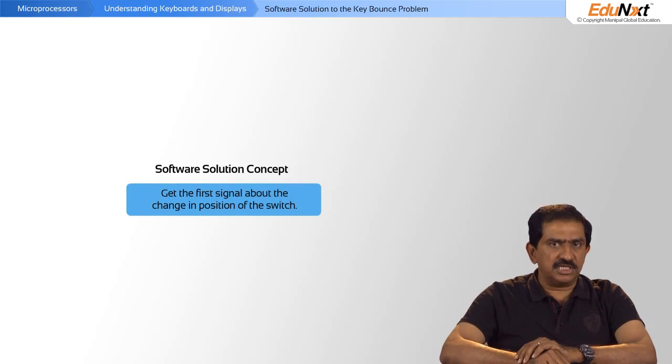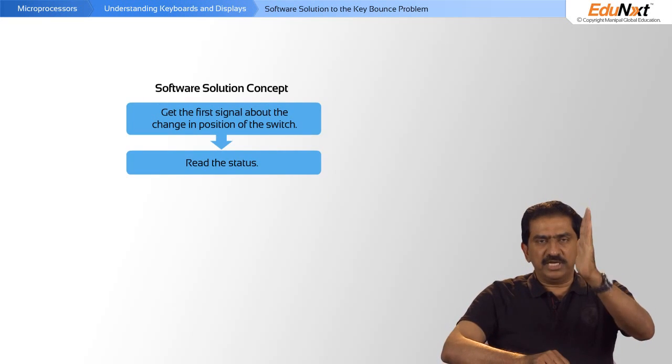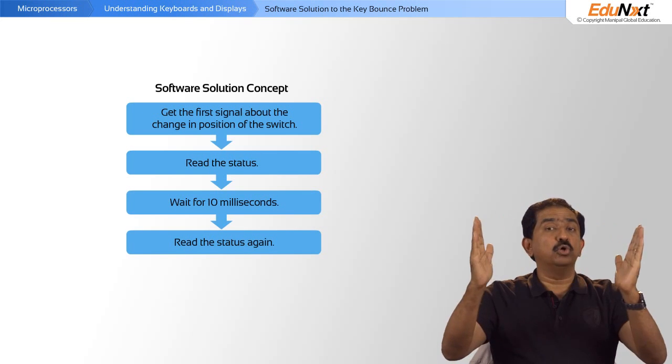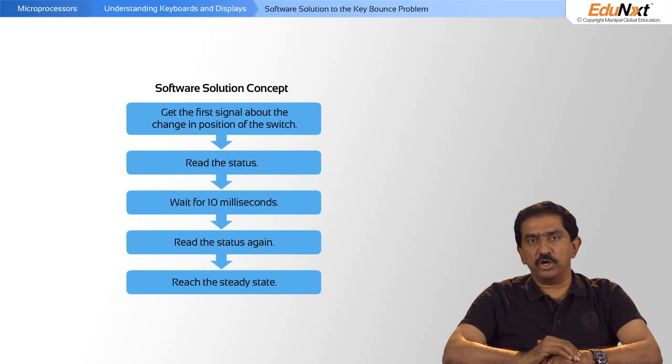On the other hand, what would you do if it was to be a software solution? Well, it's pretty simple, right? You know that there is a 10 millisecond duration when the switch is in an ambiguous state, neither open nor closed, because of the bouncing operation. So as soon as you get the first signal that the switch has changed position from open to close or close to open, you read that, wait for 10 milliseconds and read again. Then you know that you have reached steady state and that it was not because of electrical noise on the line.